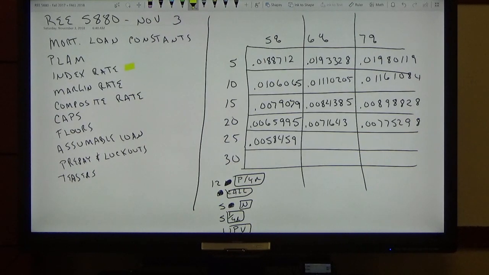So for example, if it starts out at 5%, and next year the market has gone up by 3%, because of that year-to-year cap they can only go up 1%. But the following year, if the market is still up, they can add another percent, and the following year, another percent. But once they reach 10%, that's it for that loan.